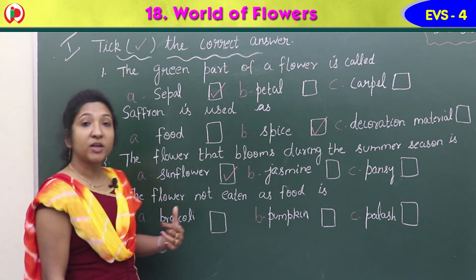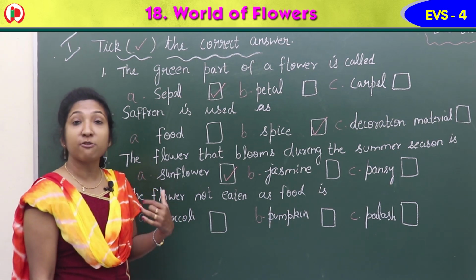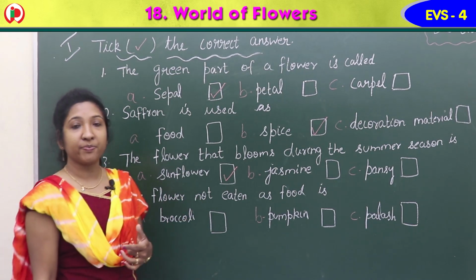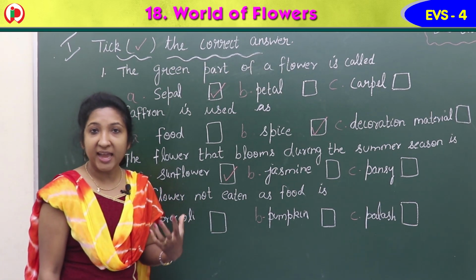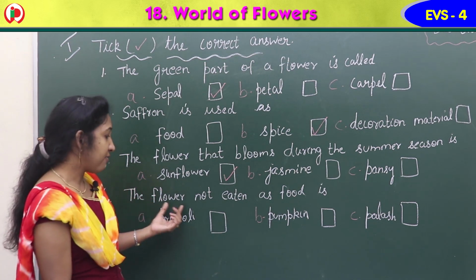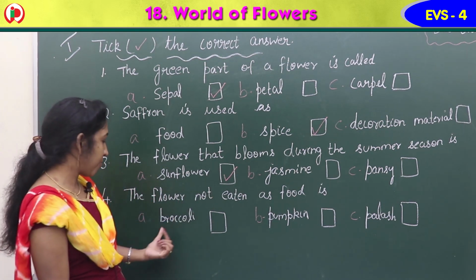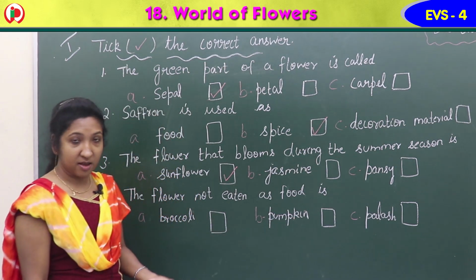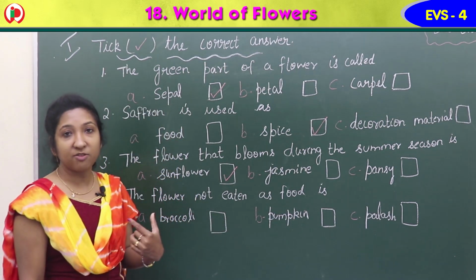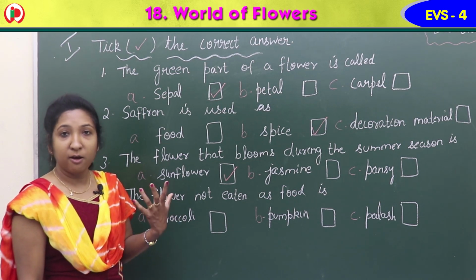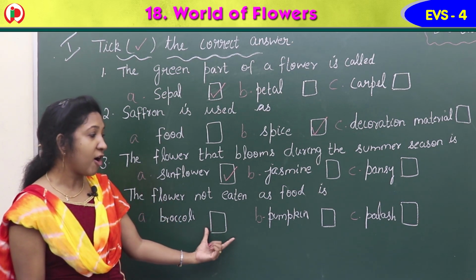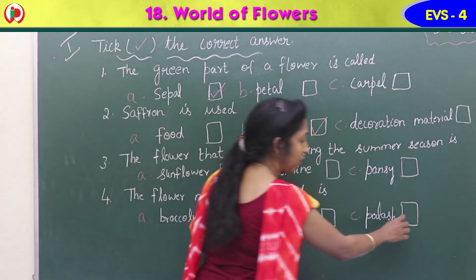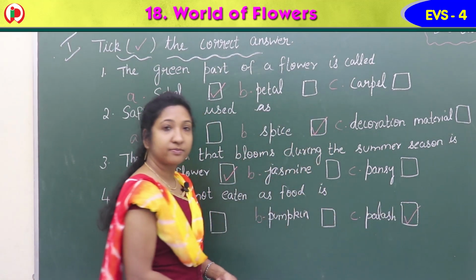Yes. Now coming to the last question, the fourth question, the flower not eaten as food. Some flowers we eat as food, they are edible, isn't it? Yes. The flower not eaten as food. Option A, broccoli, option B, pumpkin, option C, palash. So broccoli and pumpkin, you know, we eat as food. So among these, which is not eaten as food is option C, palash. So give a tick mark here.